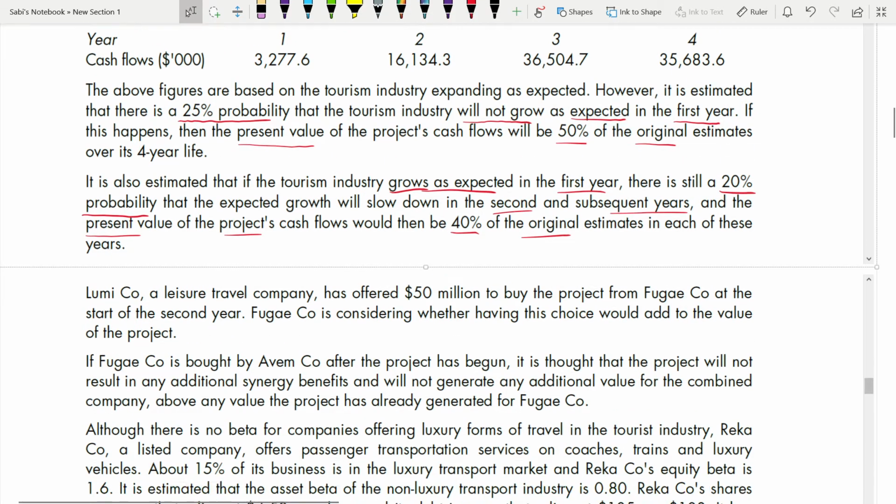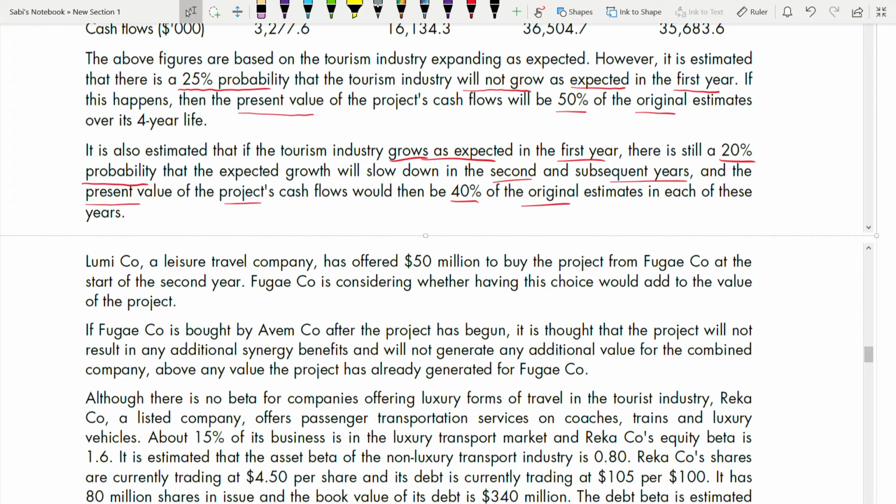Coming to Lumi. What is this Lumi? Lumi is a leisure travel company that has offered 50 million to buy the project from Fugai at the start of the second year. So Lumi is a different company that wants to buy Fugai. Forget about Avem who wants to buy Fugai; forget about that company altogether. This is a new company now. They want to buy Fugai, at what cost? At this cost. They want to offer this, to buy Fugai at the start of the second year. This is very important, when they are buying. When a company is bought, which year is very important, because you have to use that discount factor. The correct discount factor is important.